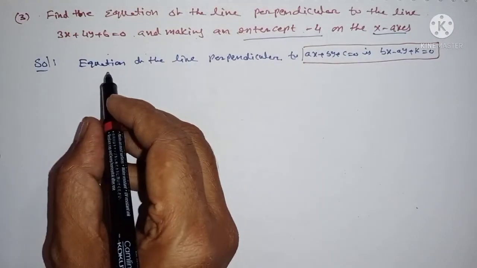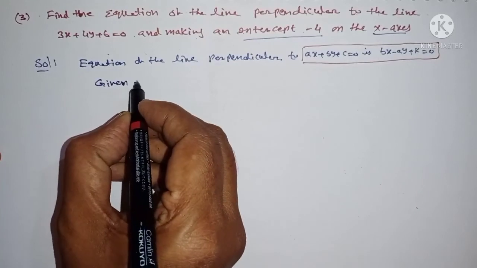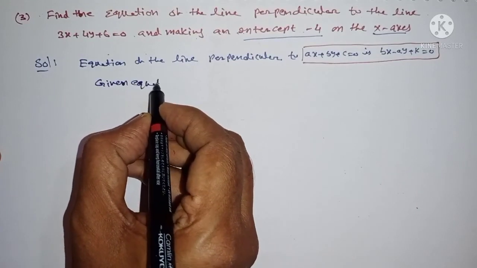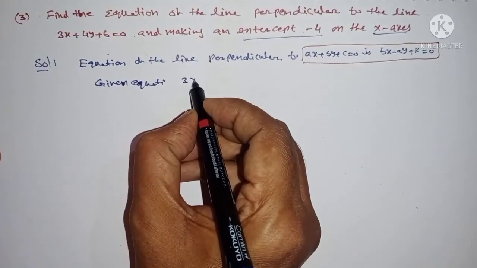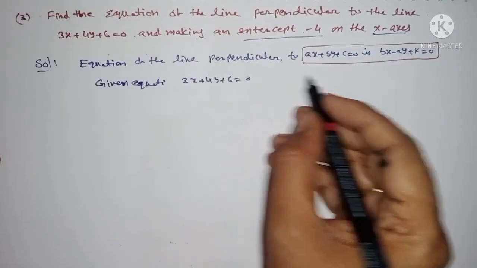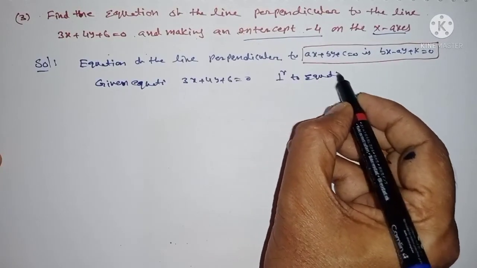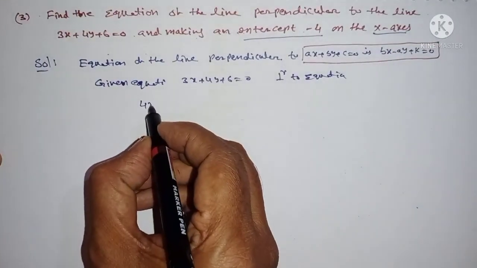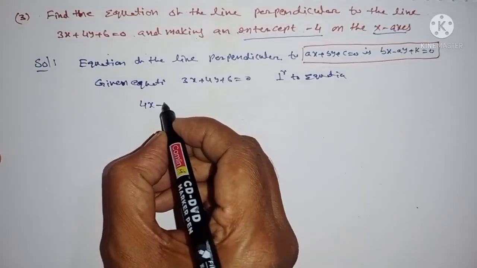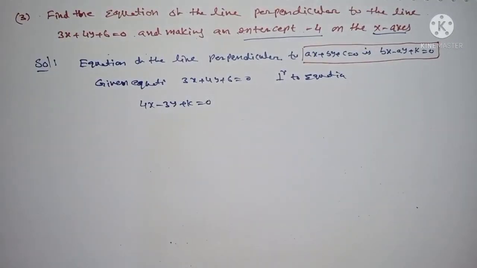Similarly, what is the given equation here? The given equation is 3x plus 4y plus 6 is equal to 0. Then the perpendicular equation, by the formula, I can write as 4x minus 3y plus k is equal to 0. Clear? This is 4x minus 3y plus k is equal to 0.